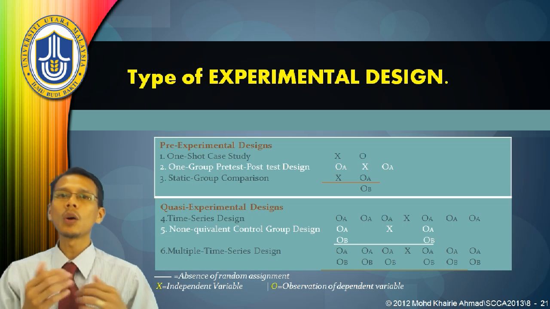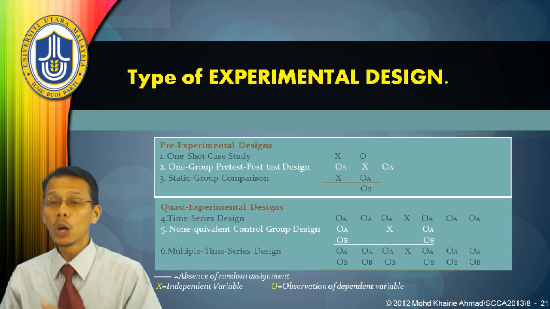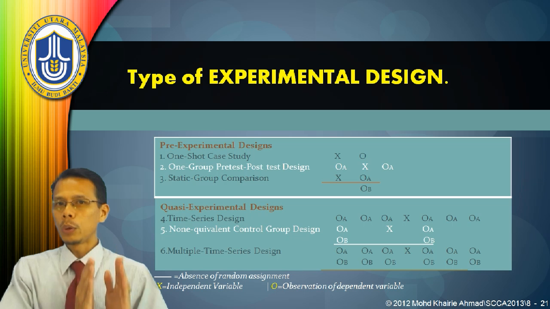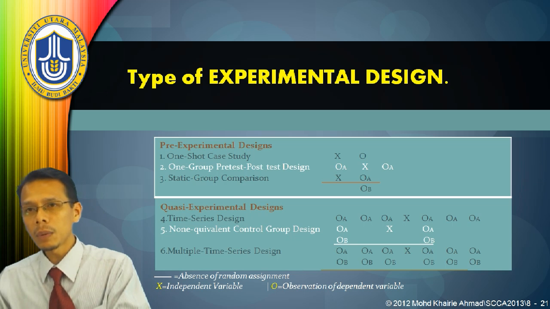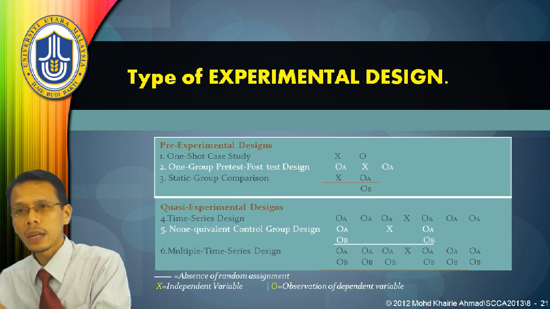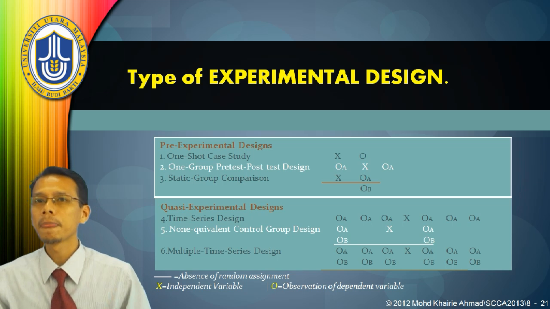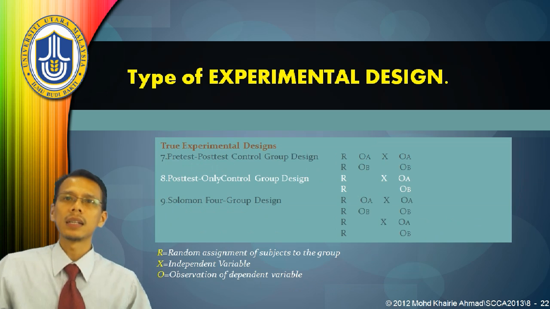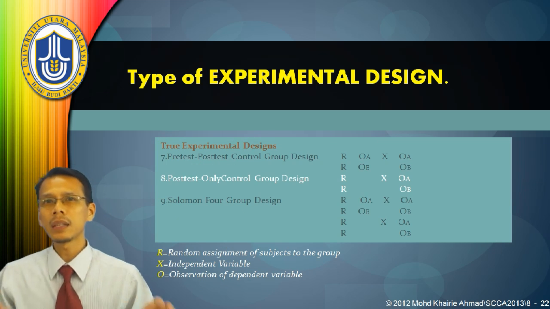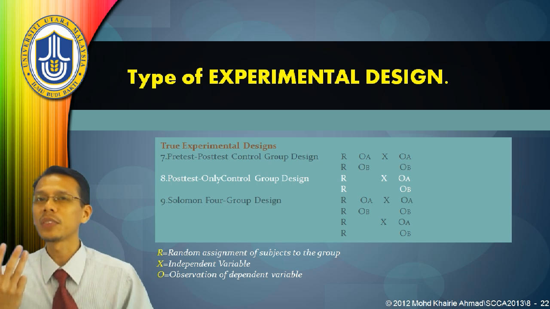This is a combination of time series and non-equivalent control group design, where we have two groups. We assess them a few times, and then one group we impose the independent variable on, and then we evaluate them again a few times, and then we compare these two groups. Okay, this is what we call the multiple time series design. And the last category of experimental design is true experimental design. Under this true experimental design, we have three types.